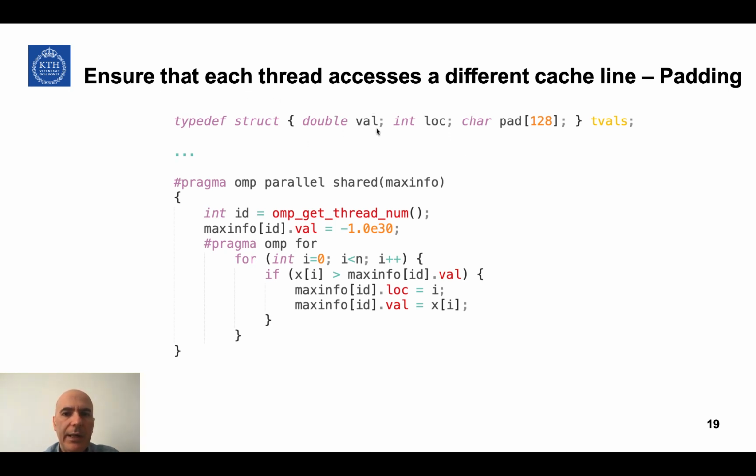So one technique I did for this is to collect val and loc now in a structure, right, and include this padding of 128 bytes. Then I make an array of a structure called MaxInfo, and I basically do the very same thing, just updating. So each thread will have its own MaxInfo structure that is updated.